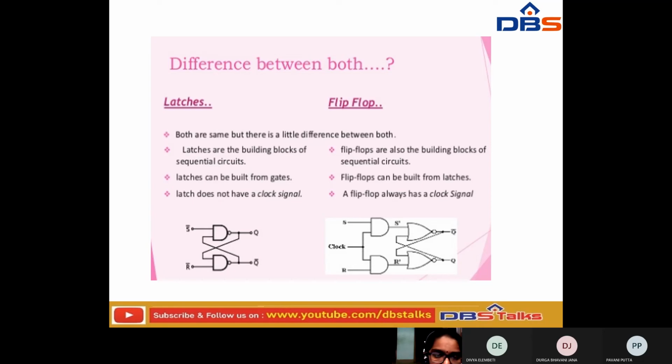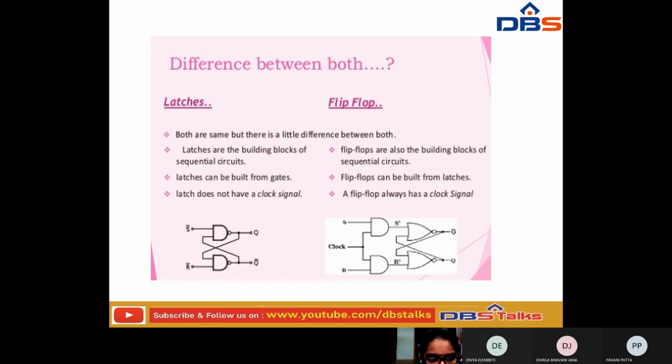Here the latches are built from gates. Flip-flops are built from latches. So after construction of the latches we are going to construct the flip-flops. And the next one, latches do not have any clock signal. Clock signal means it is going to show some signal, but the flip-flop always has a clock signal. See, if you have observed these two diagrams, this is a latch and this is a flip-flop.